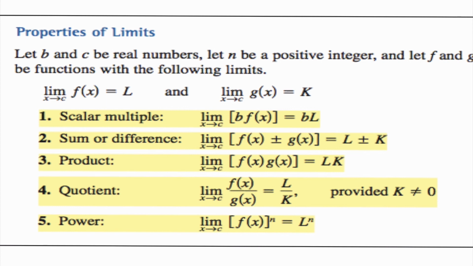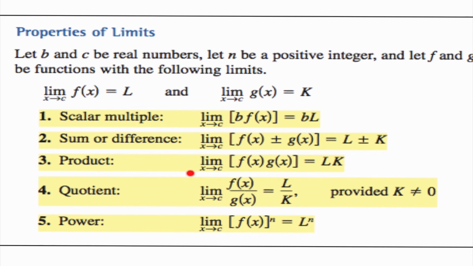So our first one is scalar multiple. We know a scalar is just multiplying by a constant value. So what that means, the limit as x approaches c of a constant value times a function is just that constant value times the limit of that function. So we can basically factor that constant out, find the limit, and then multiply those numbers together.